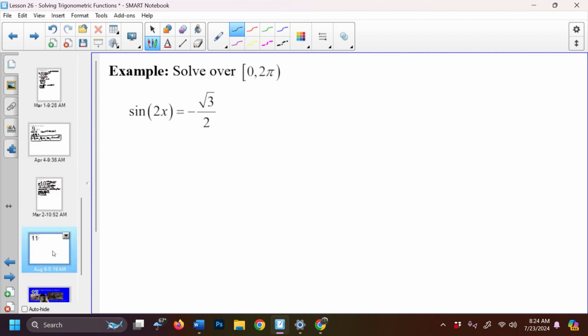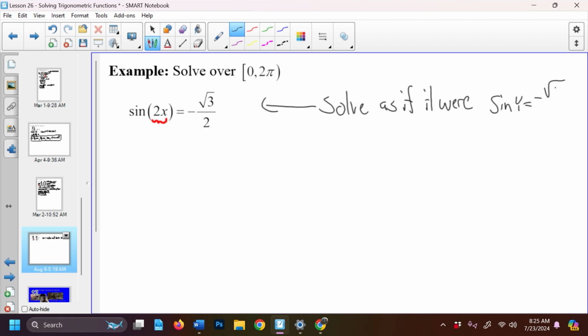All right, last question. Here is a question that has a multiple angle. And a multiple angle is defined when we are multiplying an angle by some sort of scale factor. And so the way that I'm going to do this is I am going to solve as if it were sine of y is equal to negative square root of 3 over 2. So what values of y make this expression true?